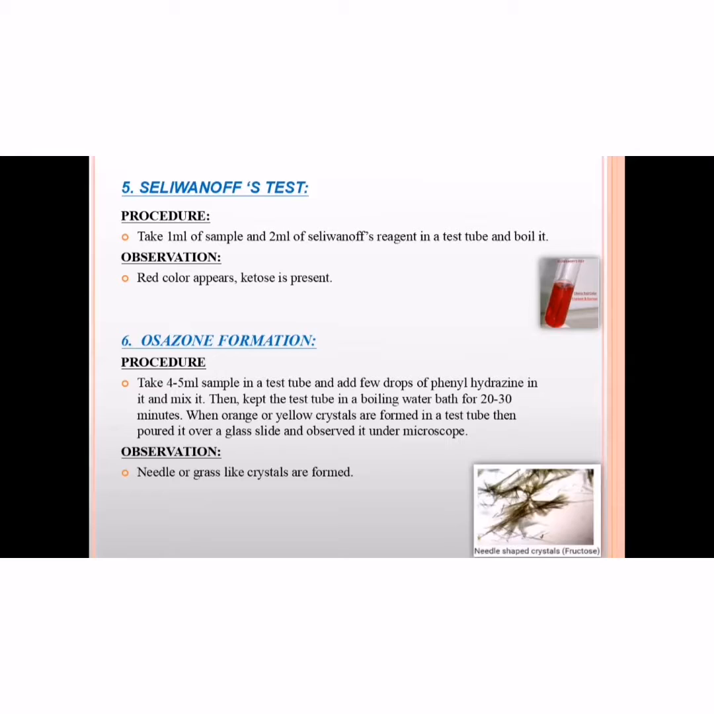And after the formation of yellow or orange crystals in the test tube, we will pour it over a glass slide and observe it under the microscope. When we observe that, we will see needle or grass-like crystals are formed. So that was the procedure for the detection of fructose.